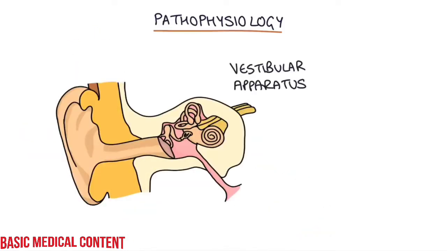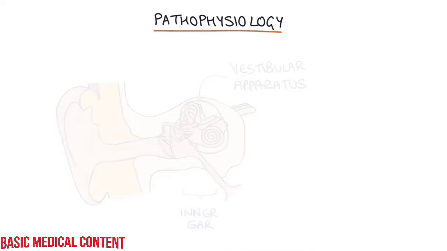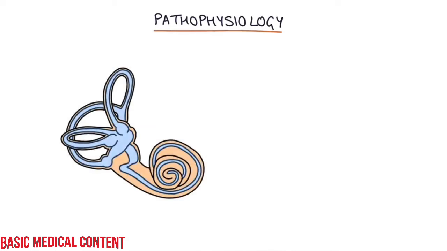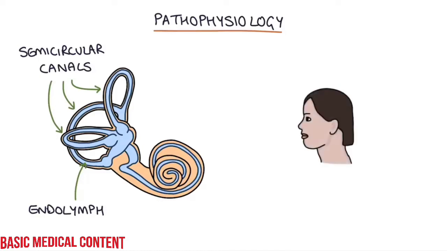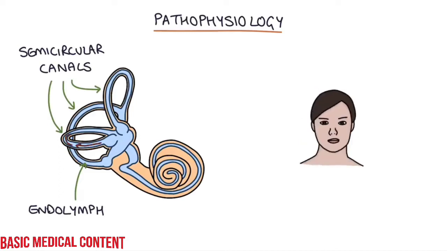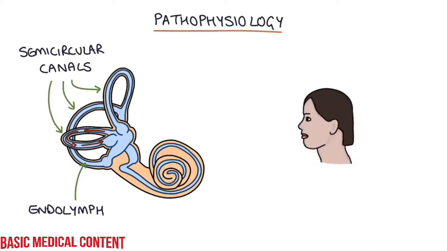The vestibular apparatus is located on the inner ear. It consists of 3 loops called the semicircular canals that are filled with a fluid called endolymph. These semicircular canals are oriented in different directions to detect different movements of the head. So as the head turns, the fluid shifts within the canals. This shift in fluid is detected by small hairs called stereocilia that are found in a section of the canals called the ampulla.